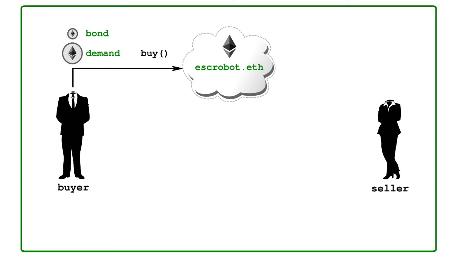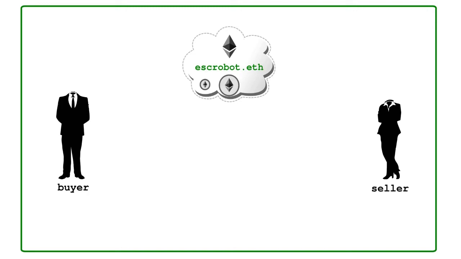The seller sets the amount of this bond based on her perceived risk. If she knows the buyer or has done business with him before, maybe this bond is 10%. But if it's a stranger and the sale's a big deal, the bond could be higher. Once the buy function is done, the funds are held in the smart contract, and the next step is up to the seller.